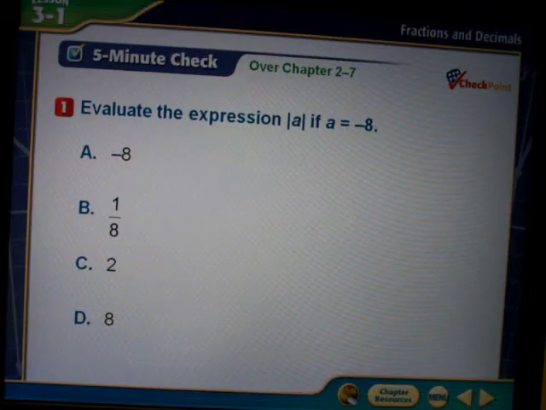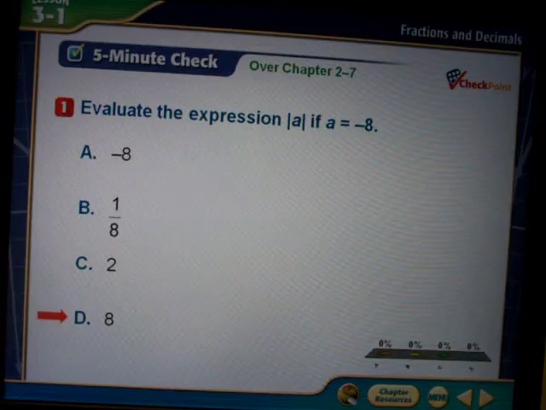Evaluate the expression, the absolute value of a, if a is equal to negative 8. Is the answer A, negative 8, B, 1/8, C, 2, or D, 8? And your answer is D.